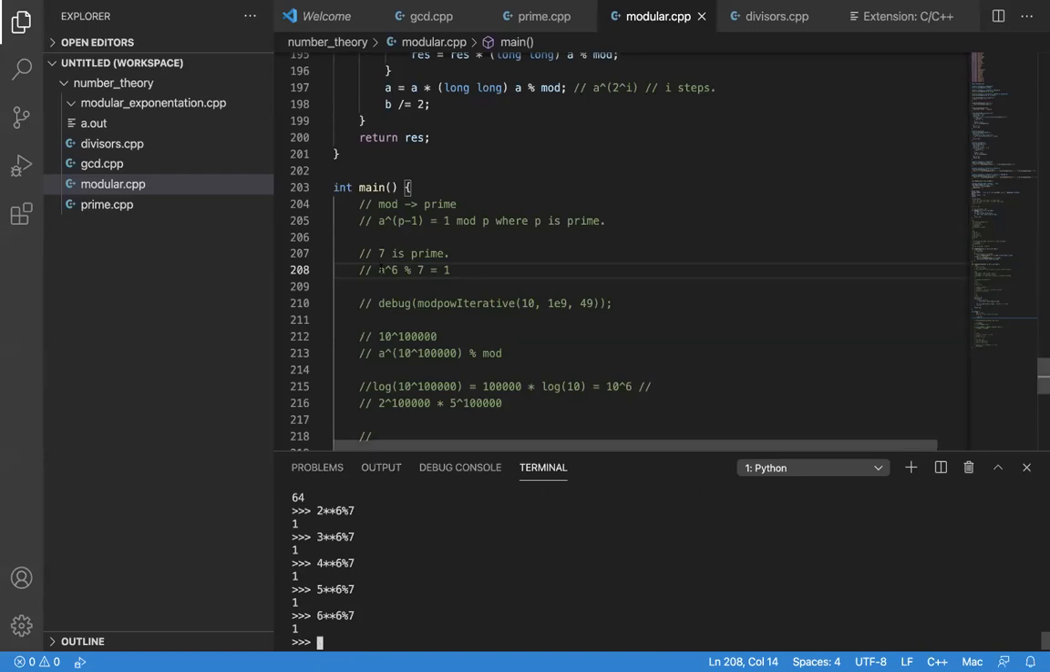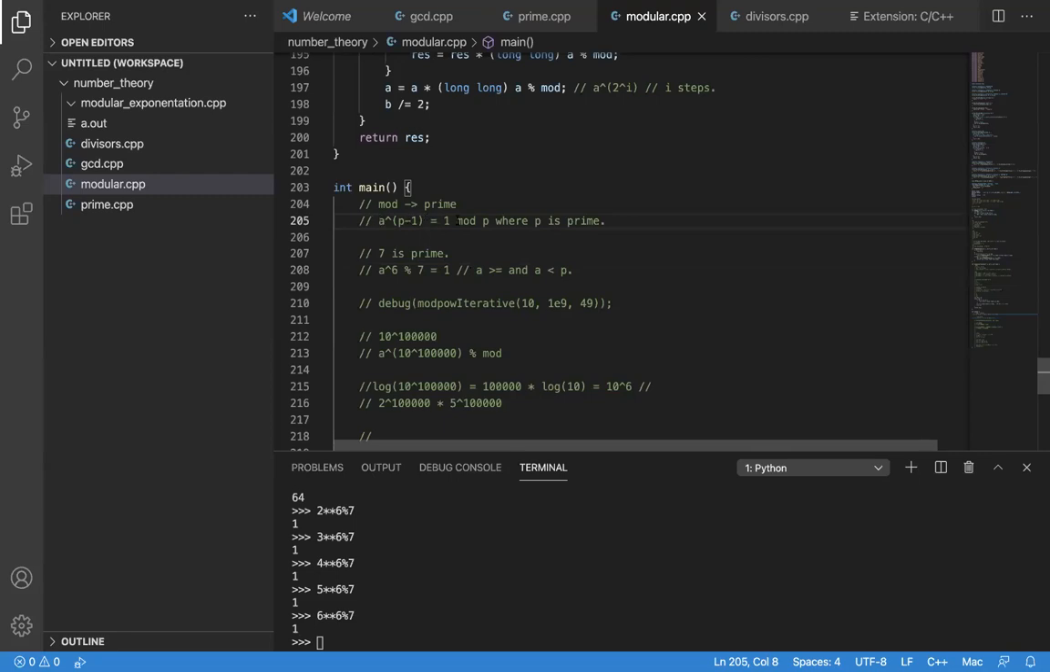So all the numbers a, of course, a should not be 7 or 0, because if a is 7 or 0, this will become 0. If a is 0, a power 6 is 0, isn't it? So for a greater than or equal to 1 and a less than p, this property will always be true. This is a property of prime numbers.